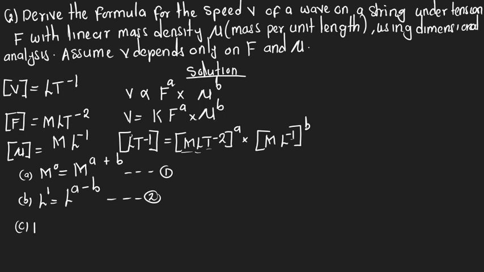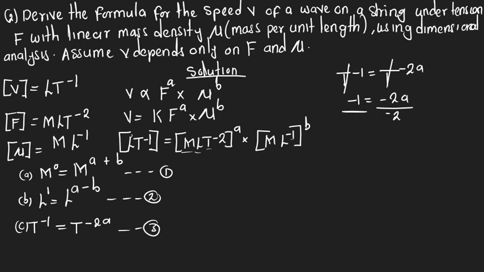Okay, we can now use T. If we are using T, then this is going to be T to the power negative 1 is going to equal T to the power negative 2a. That becomes our equation 3. Let's use the simplest equation, which is equation 3. So T to the power negative 1 is equal to T to the power negative 2a. If we cancel the bases, we are going to have negative 1 is equal to negative 2a, over negative 2 over negative 2. If you cancel both sides, you are going to have a equal to 1 over 2.